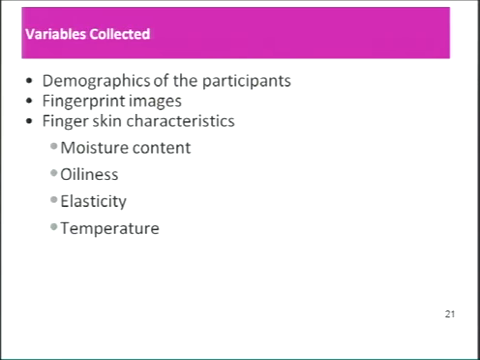So in terms of the variables that were collected for the study, we collected the demographics of the participants: age, gender, and ethnicity, and what they would say is the wear and tear on their finger. Their own subjective criteria was used. We collected the fingerprint images from the 9 different sensors and collected the finger skin characteristics like I mentioned earlier.